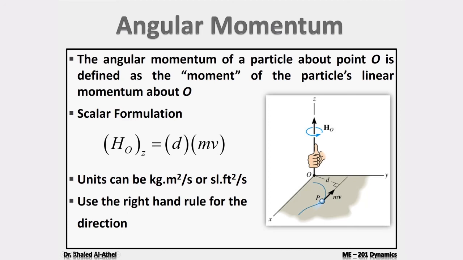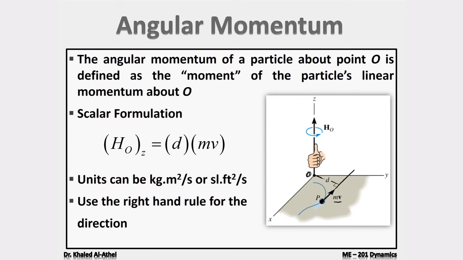So first of all, to define what angular momentum is: the angular momentum of a particle about a point O, as shown in the figure to the right, is defined as the moment of the particle's linear momentum about O. Meaning, what is my linear momentum for this particle P, the one that you see in this figure? This is my particle, and it has a linear momentum mv. If you take the perpendicular distance between that linear momentum and the point that I'm referring to, point O in this case, then mv times the distance is called angular momentum.